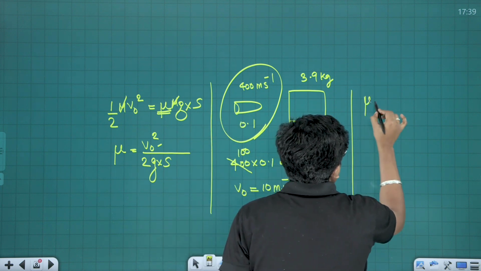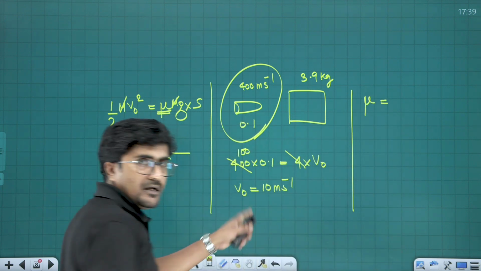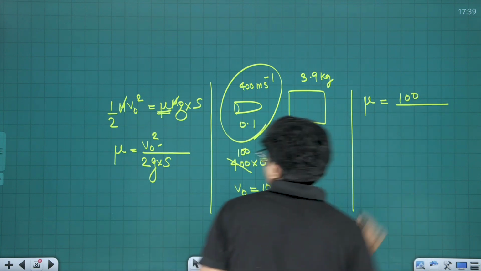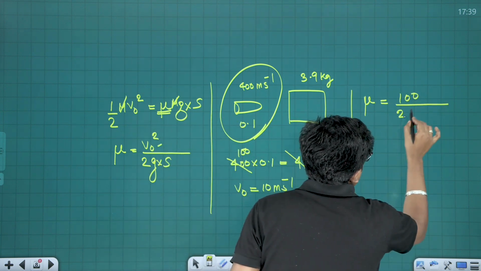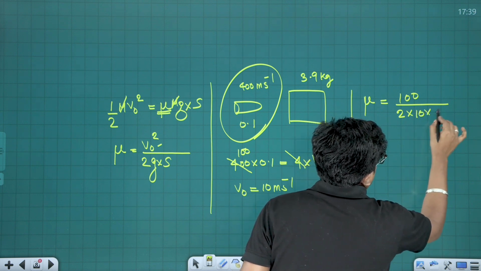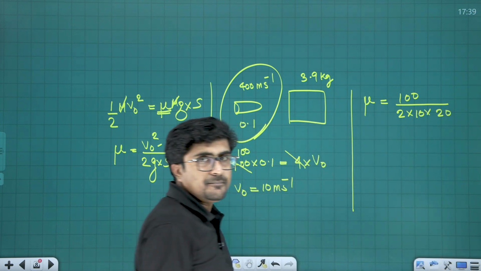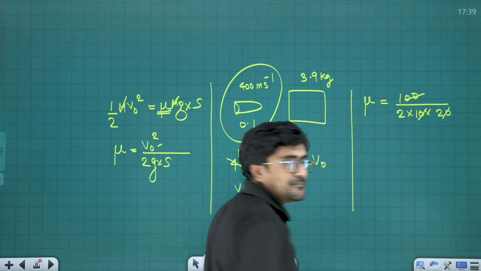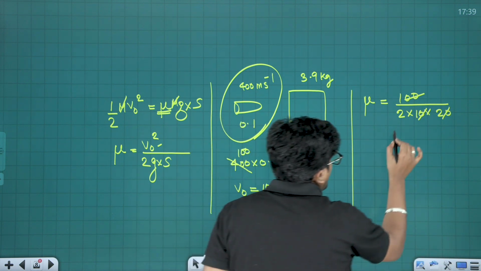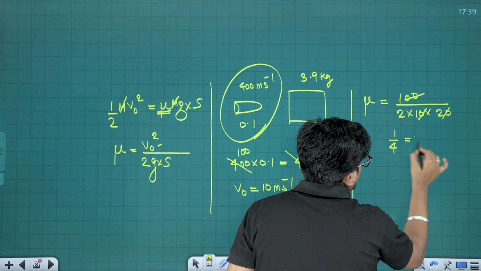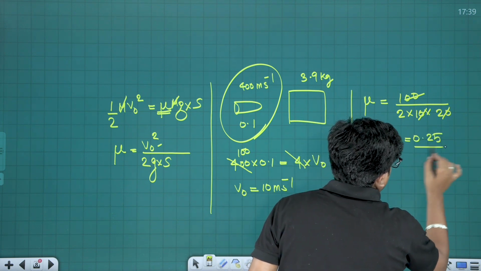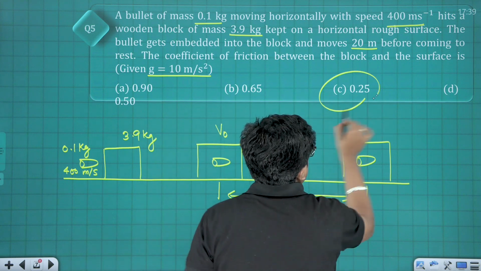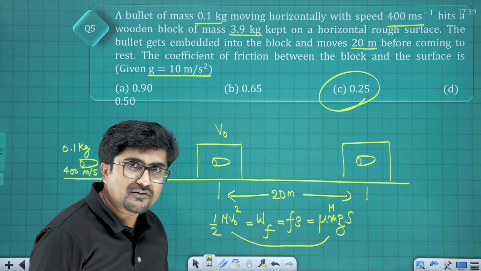So mu is now equal to V naught square, that means 100, divided by 2 into G into S. S is 20. Alright. So here it's very clear. This will cancel each other. Now this is going to be what? 1 by 4. And that needs to be 0.25. Alright. So here if I compare the options, this is the final answer. I hope you got it right.